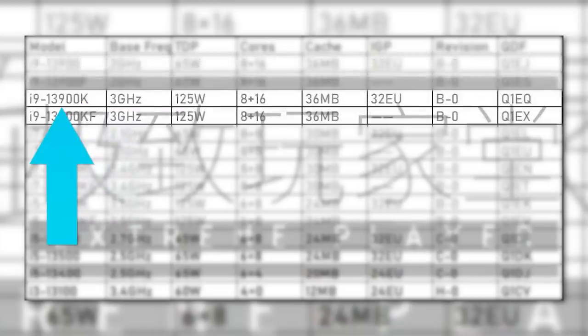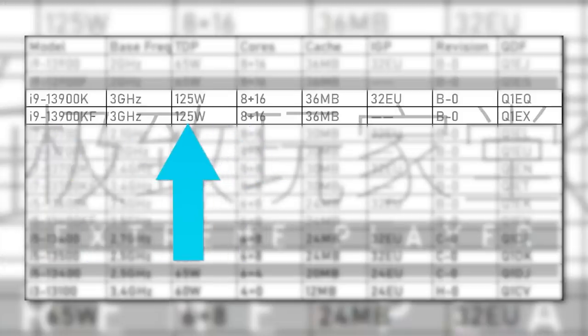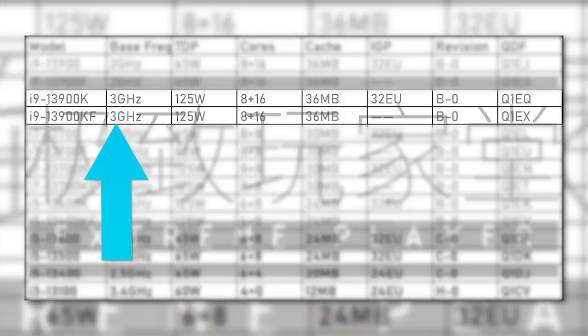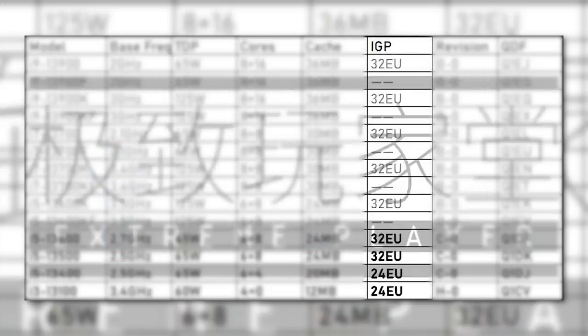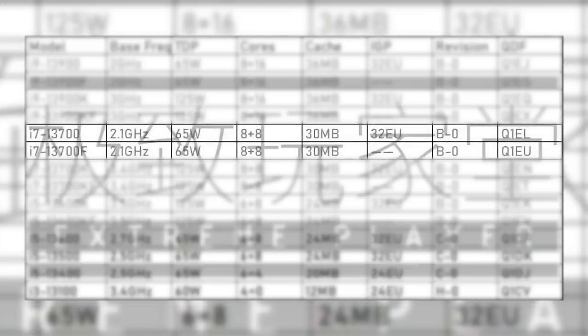Moving on, we have the 13900K and KF. These are also 24-core CPUs, but with a TDP of 125 watts. And you can see their base frequency is 3 GHz. All of the non-F parts also have iGPUs with 32 execution units, except for the two low-end parts, which have 24.